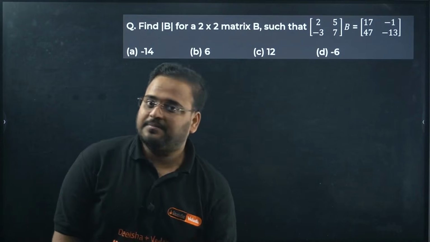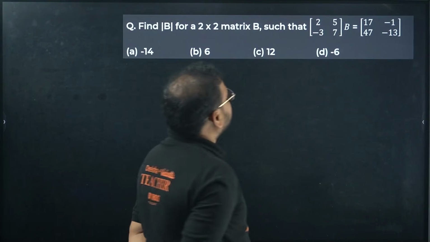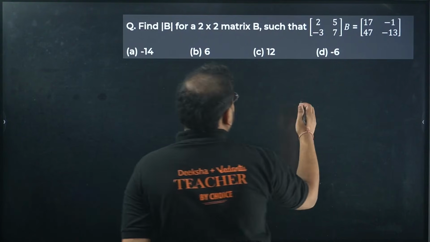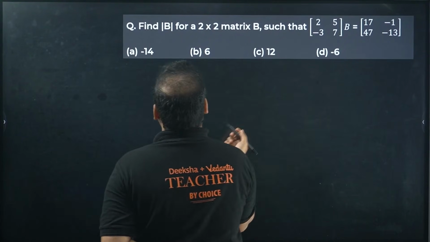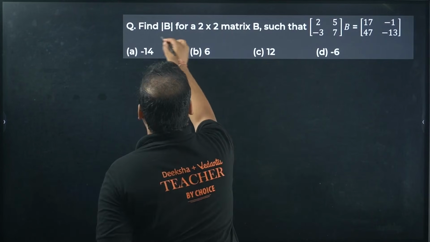Find B if the 2 cross 2 matrix B is that. Okay, we can find that. To find B, of course, you need to find the inverse over there. But we're looking for the determinant, not B.